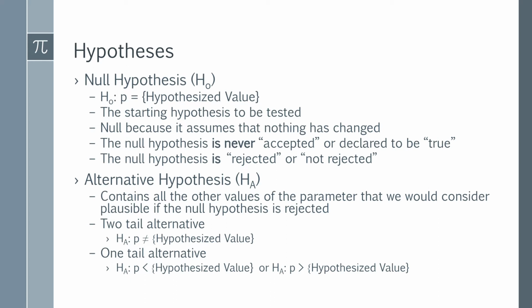Our other hypothesis is the alternative hypothesis, which is noted by HA, and it contains all the other values of the parameter that we consider plausible if the null hypothesis is rejected. Now we can have a two-tail alternative where p is not equal to the hypothesized value, or a one-tail alternative where p is either less than or greater than the hypothesized value.